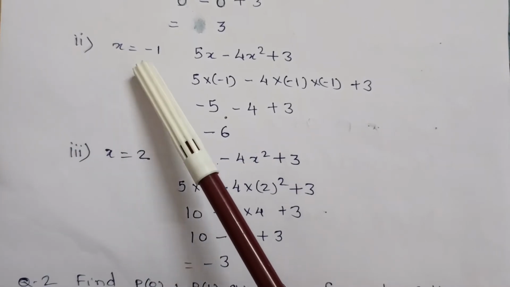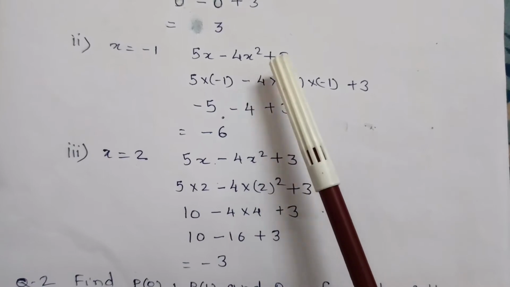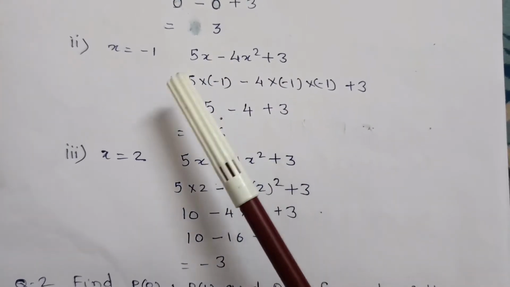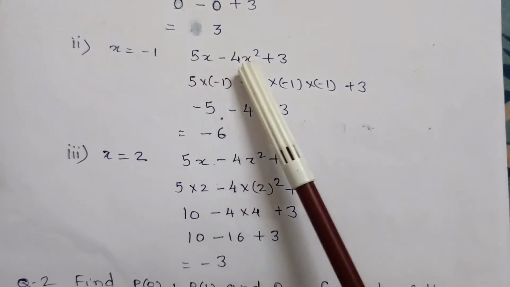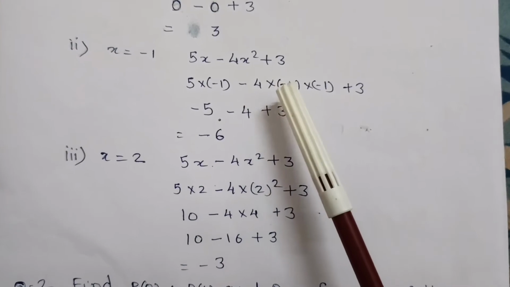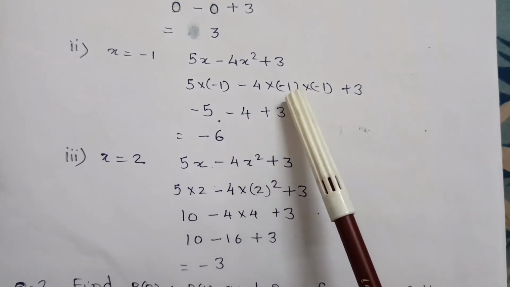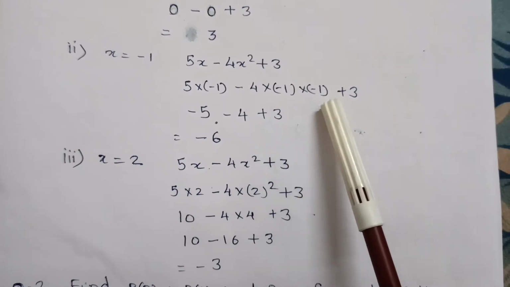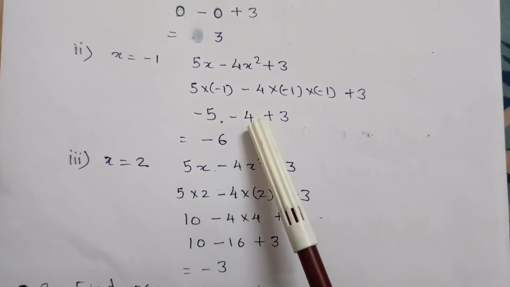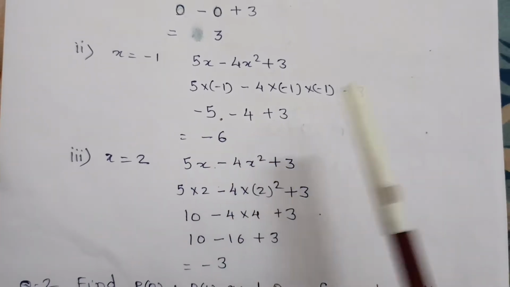Part 2. X is equal to minus 1. 5x minus 4x square plus 3. Here x is equal to minus 1. Substitute minus 1 in x. So 5 into minus 1 minus 4 into x square. So we will multiply minus 1 into minus 1 plus 3. So minus 5 minus 4 plus 3 is equal to minus 6.